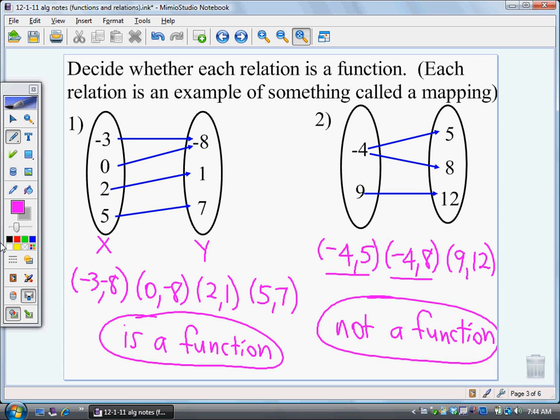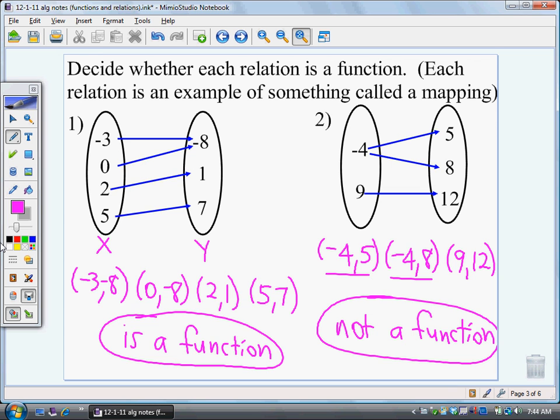A simple way to look at a mapping and determine whether or not it's a function is to go to each input value and see how many arrows are coming out of it. I have 4 inputs and 4 separate arrows, 1 arrow from each. That means it will be a function. In number 2, the -4 has 2 arrows coming out of it, so one input has 2 separate outputs, and that's why that is not a function. All right, now the next thing we're going to do is start to introduce function notation.